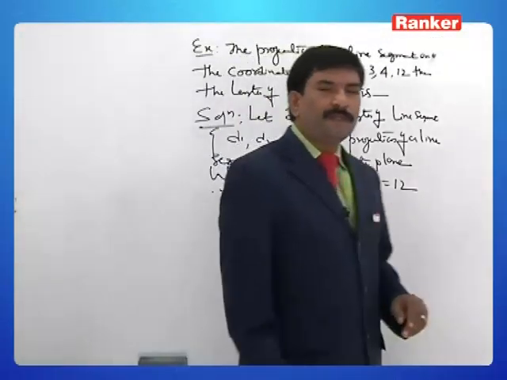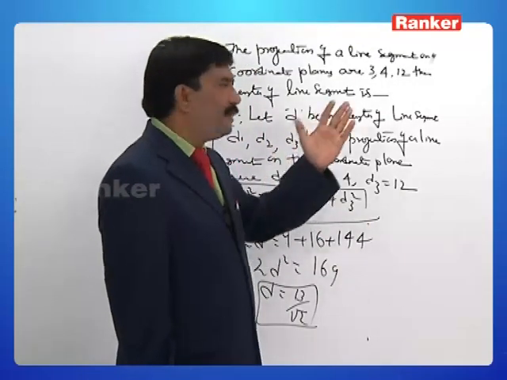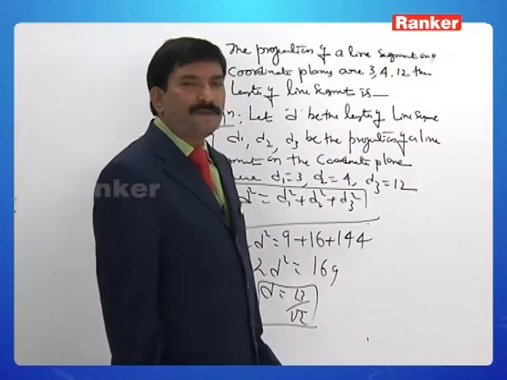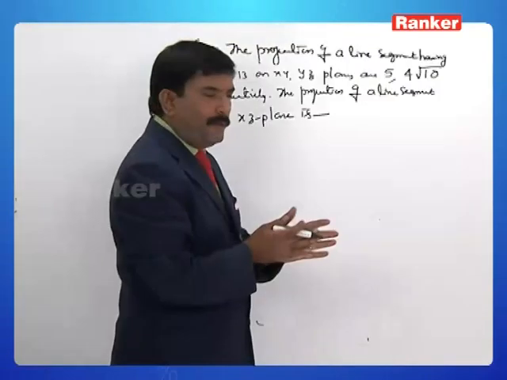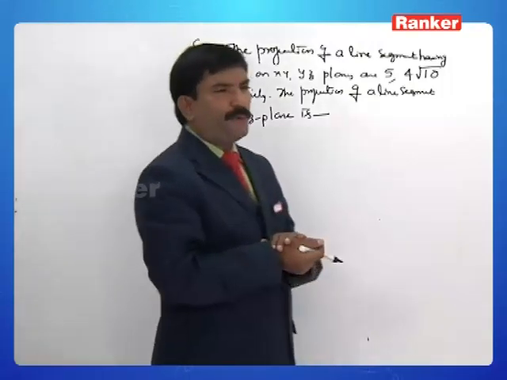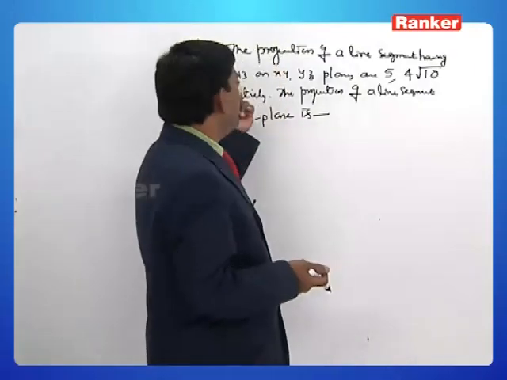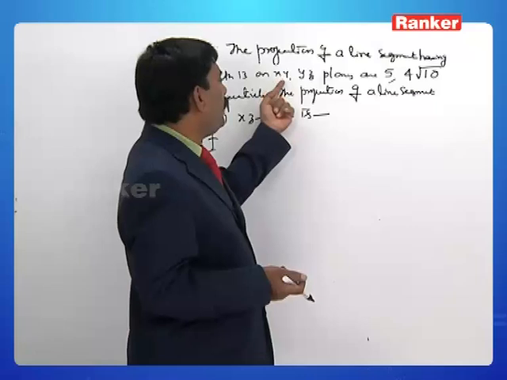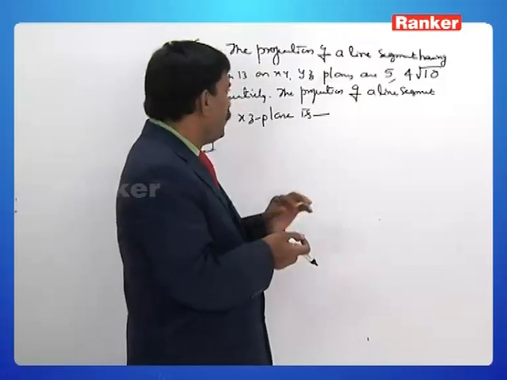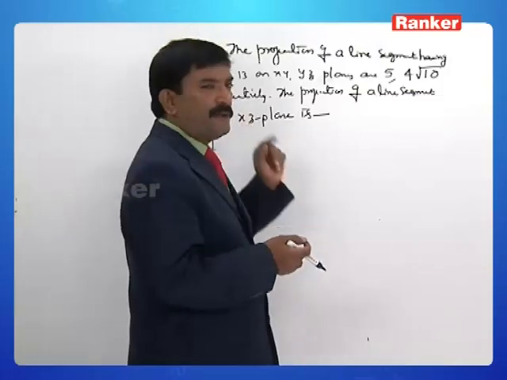That's right. This is the length of the line segment having the projections on the coordinate planes 3, 4, 12. Then the length of the line segment is d equal to 13 by root 2. Right? Now, look at this: the projections of a line segment having length 13 on the xy and yz planes are 5 and 4 root 10 respectively. The projection of the line segment on the zx plane is dash.